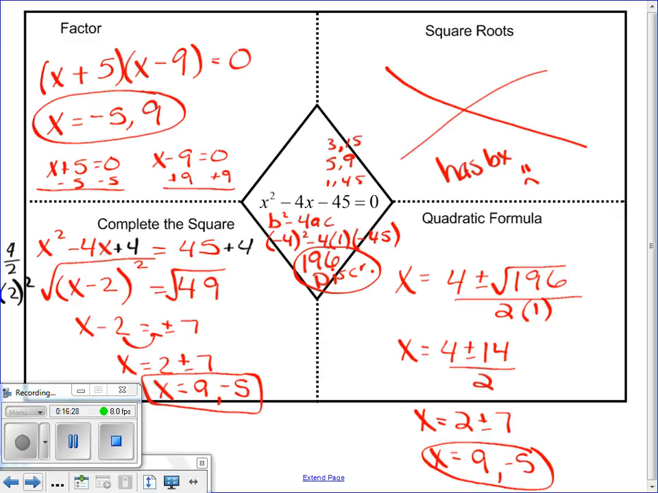What's your preferred method on that one? Some of you will tell me quadratic formula every time. My preferred method on that one is factoring. It's an easy one to factor. There wasn't a lot of guessing and checking going on there, right?